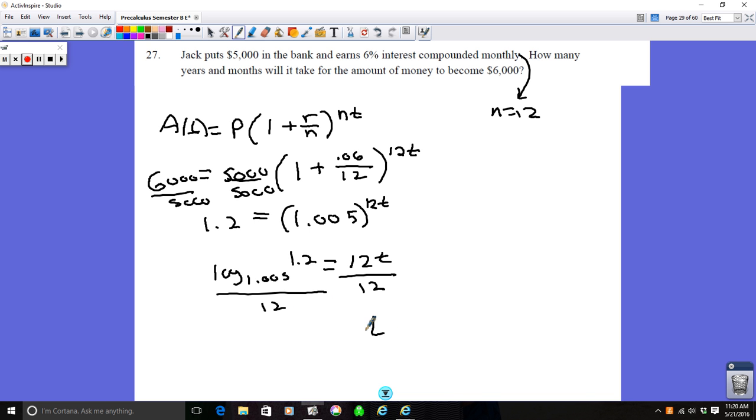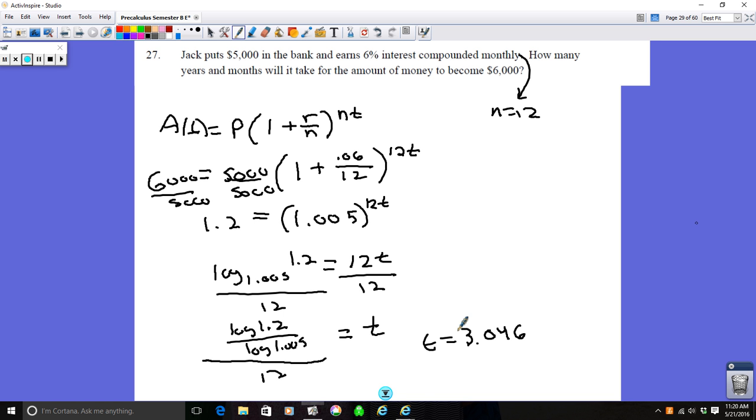But to actually get the answer in the calculator, again, for the slightly older calculators, it's the change of base formula. So log of 1.2 divided by log of 1.005. And then take that answer and divide it by 12. And when you do that, t is equal to 3.046.